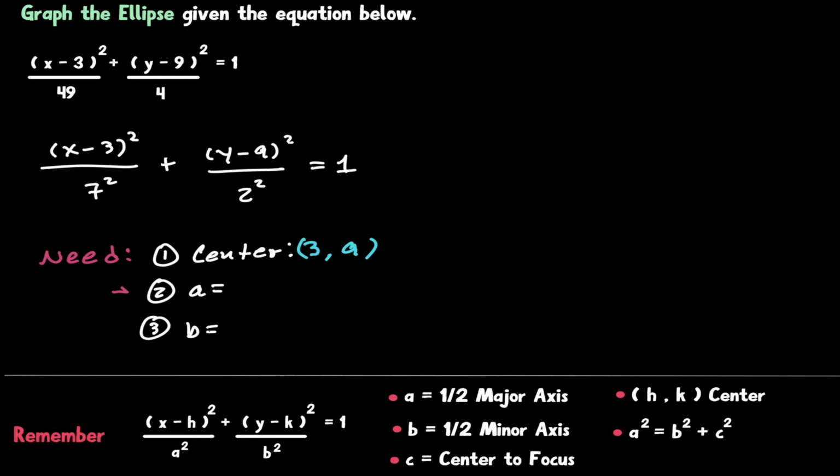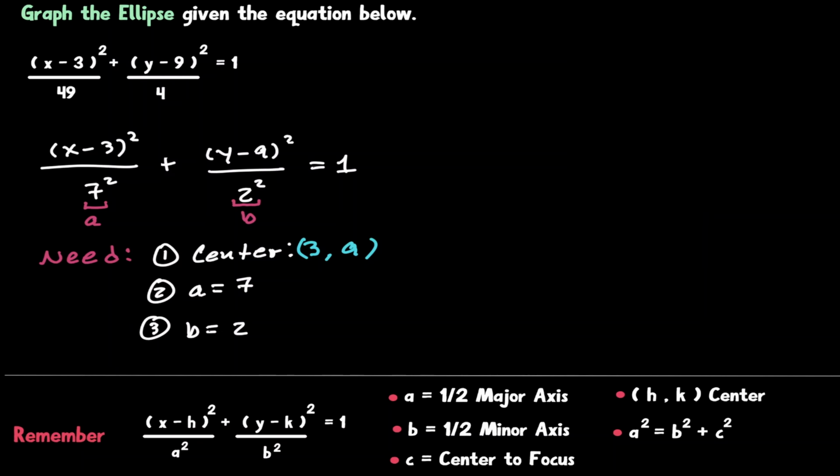Now, when it comes to the lengths of a and b, we want to take a look at the denominators of each of those terms. Now, how can you determine which is a and which is b? Well, the value of a will always be greater than the value of b. And when I take a look at both values that we have in our denominators, I think we can all agree that 7 is the greater of the two. So that's going to represent our parameter a. And b is the lowest, so that's going to represent the parameter b.